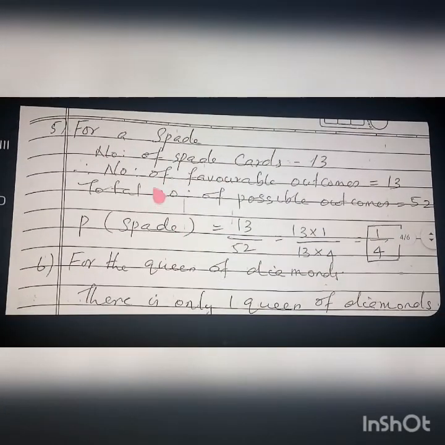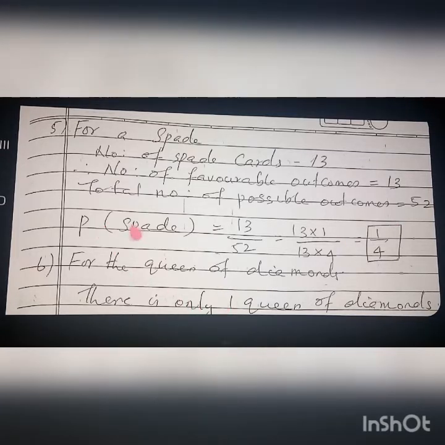Now we can move to the 5th question. For a spade, you want to find the probability of getting a spade card. So how many spade cards are there? 13. So the total number of favorable outcomes of the experiment is 13. That is your question also. So the total number of possible outcomes is 52.